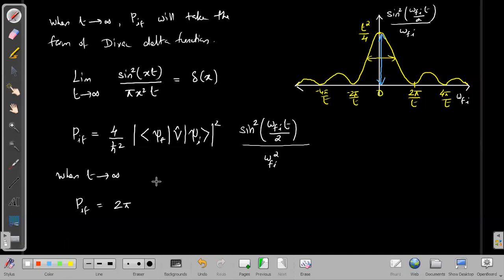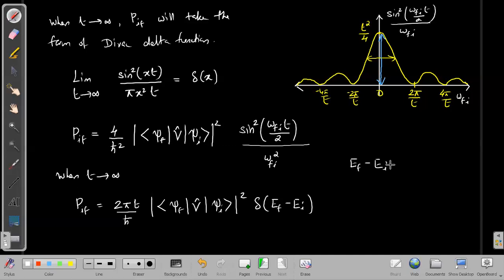It will be 2π times t by ħ, the mod square of the inner product ⟨ψf|V|ψi⟩, then the Dirac delta function δ(Ef minus Ei). So remember, in this Dirac delta function Ef minus Ei is nothing but ħωfi, where ωfi is the transition frequency. If you look at this, the probability of transition increases as t increases.